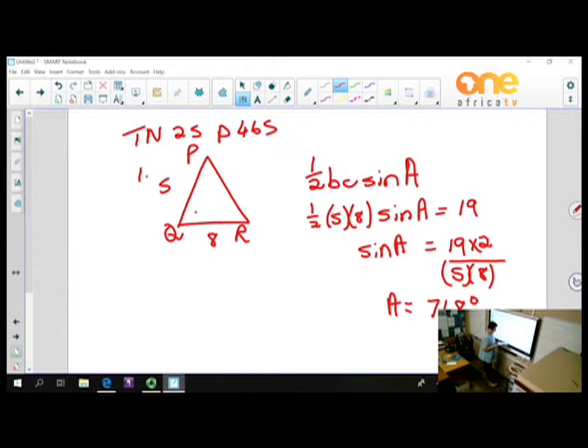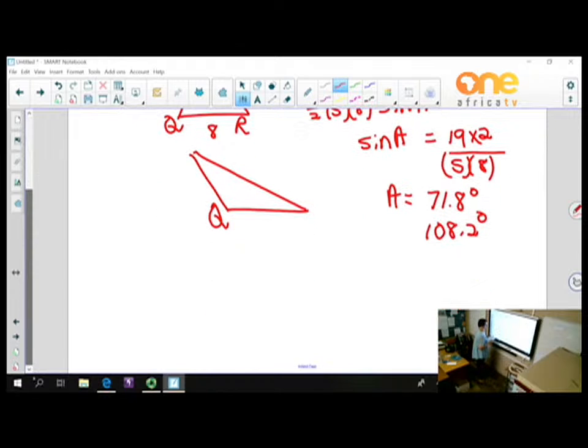71.8 degrees. It might be, this is now if it's an acute angle like this. But now remember, the picture can also look like this because we don't know the size of Q. So it might have been an obtuse angle as well. So all that we do then is we say 180 minus that 71.8, and then I got 108.2 degrees. So it might have been that as well. There's more than one possibility.